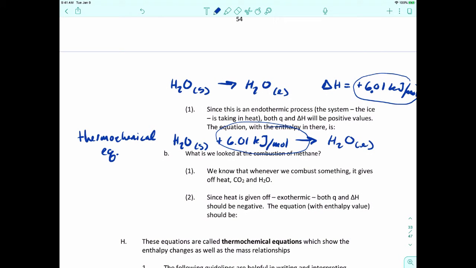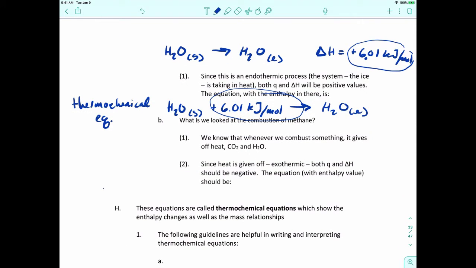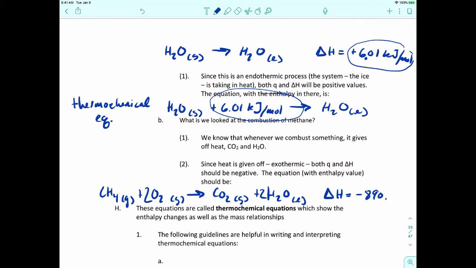Okay, so let me take a look at another one. What if you had another reaction that said this, that you combusted methane? So you had the CH4 gas plus O2 gas, 2 moles, yields CO2 plus H2O, 2 moles. Okay. Now, if I wrote it the other way, delta H is equal to negative 890.4 kilojoules per mole, this is also a thermochemical equation because we've got the enthalpy value associated with the chemical reaction.